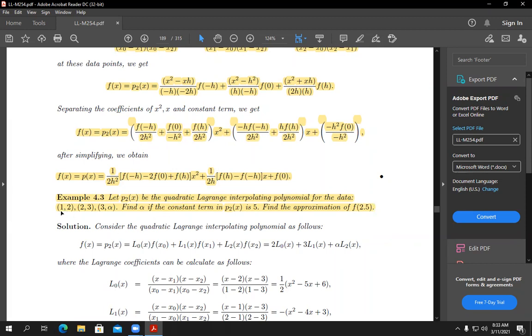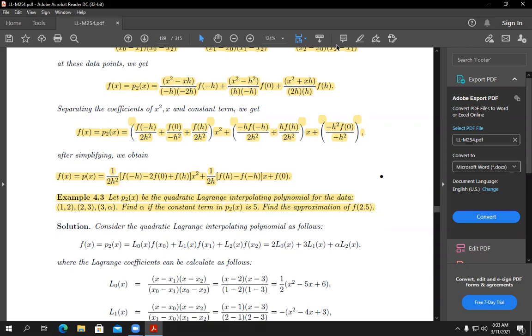What is given for x0? 1. What is f of x0? 2. What is x1? 2. What is f of x1? 3. What is x2? 3. And f of x2 is given as alpha. Now it says, find alpha if the constant term in the quadratic polynomial P2 is 5. This is the first part. And the second one, find the approximation of f of 2.5.